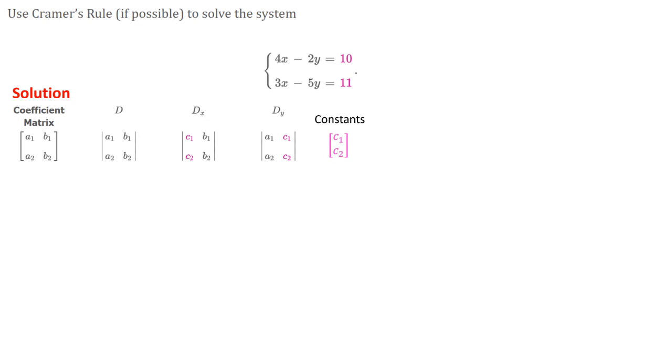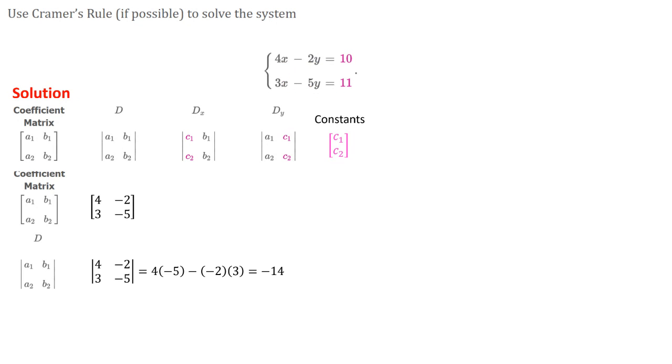So first, we need to know what these matrices are. And so we're going to write those here. So the first one, the coefficient matrix, is just going to be 4, -2, 3, and -5. So we're getting these coefficients. Okay, and then we're going to get the determinant of that. So 4 times -5 is -20, and then 3 times -2 is -6. If we add that, we get -14.